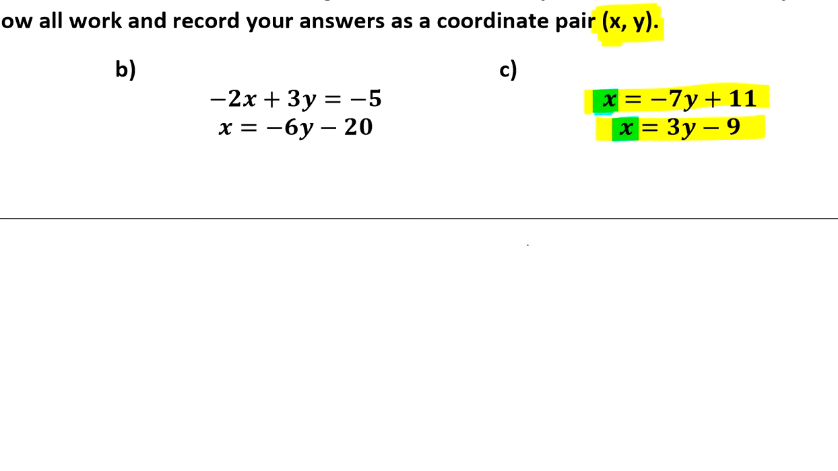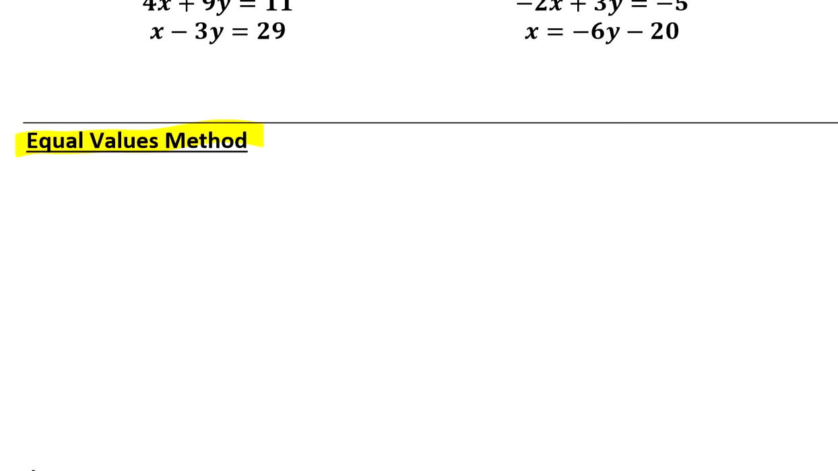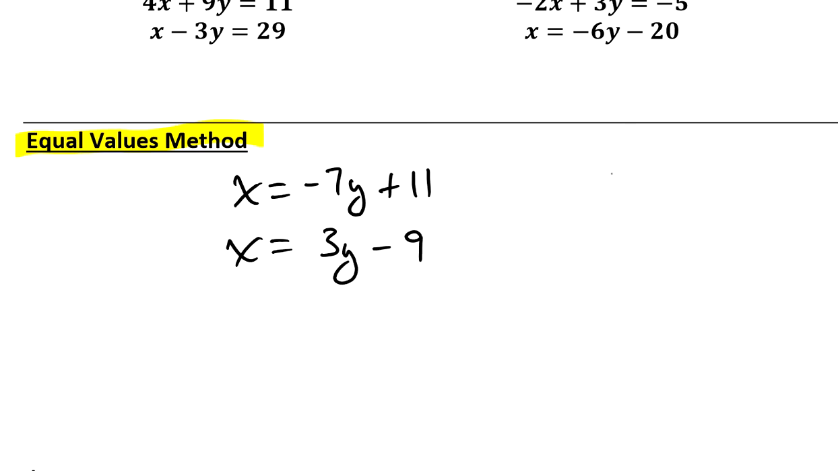We start out with the statement, and I'll write it over here so that you can see this. x is equal to negative 7y plus 11, and we're told that x is equal to 3y minus 9. Well, the idea is that x is clearly equal to itself. Those are equal values. From the first equation, this is one way that you can write x. And from the second equation, this is another way that you can write x. So we just take and plug those in.